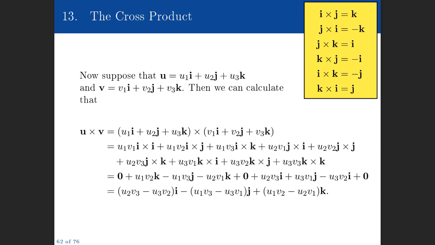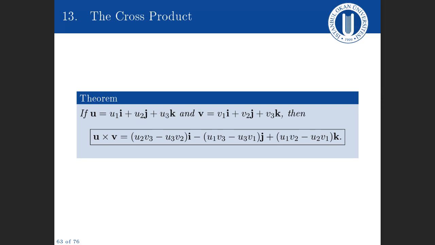This is an important formula, so I'm going to write this as a theorem. U cross V is U2 V3 minus U3 V2 I minus U1 V3 minus U3 V2 J plus U1 V2 minus U2 V1 K. I'll put this at the top of the slide soon when we start using this.